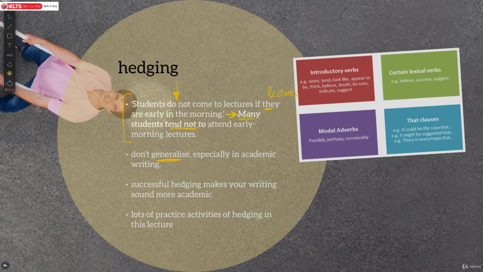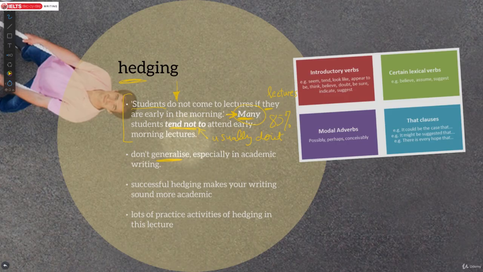So imagine I said students do not come to lectures if the lectures are early on in the morning, and there's 5 people in the lecture hall at 7:30 going, excuse me, you said all students. When I say students, I mean all students. And those 5 will say, excuse me, but that's not true because I'm here. So I need, as somebody who's writing academically, I need to hedge my words. So many students, 85% of students, tend not to, usually don't. Similar meaning. So 85% of students usually don't attend early morning lectures.